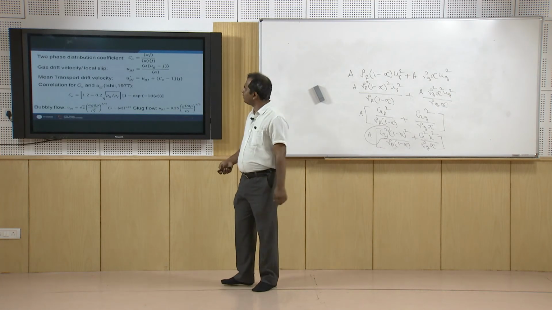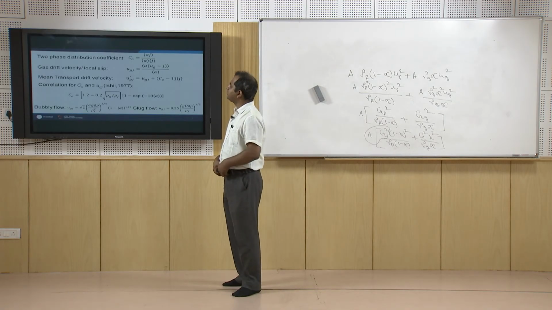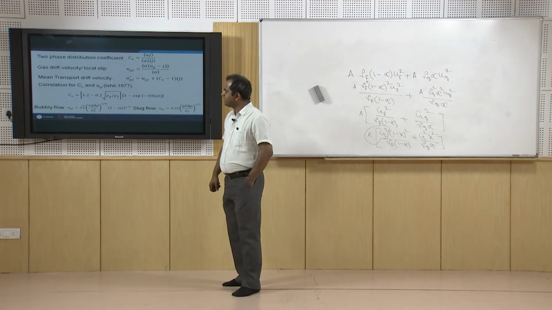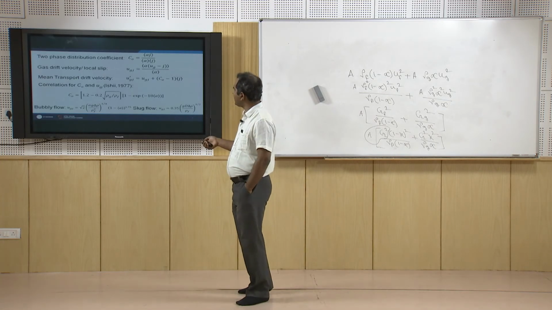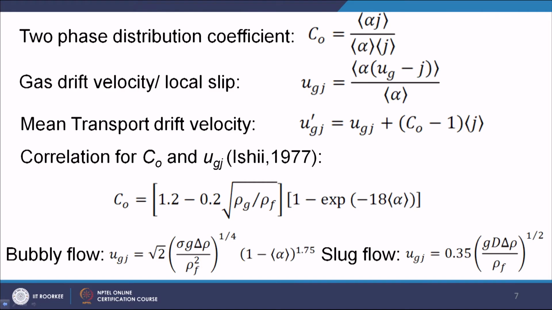Now, there are several correlations for finding C naught and UGJ. The major correlations have been proposed by Ishii. Here Ishii has given in 1977 the value of C naught. He has given this empirical correlation: 1.2 minus 0.2 root over of rho g by rho f, where rho g and rho f are the gaseous phase and liquid phase densities, into 1 minus e to the power minus 18 times the area averaged alpha or void fraction.